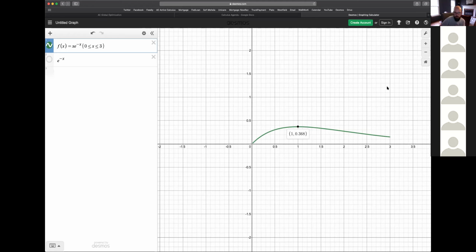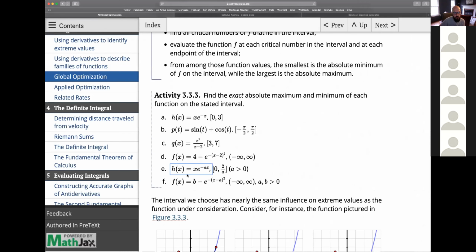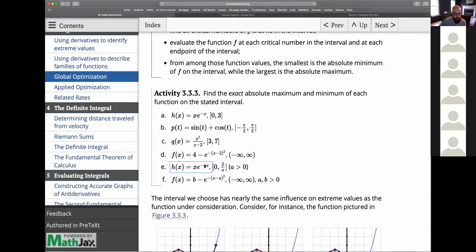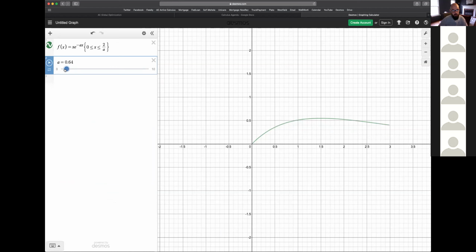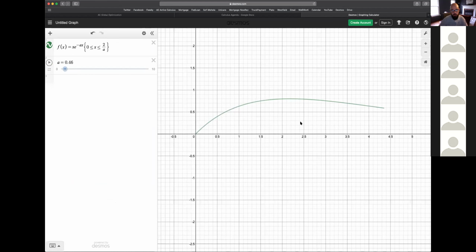So with a few minutes left, since we talked about x e to the minus x, let's take a look at this other one too, where we have a parameter here, a negative ax. It's very similar, but we're going to look at the behavior on the interval 0 to 2 over a. So we have x e to the minus ax, and we want to look at this interval 0 to 2 over a, and I can have a on a slider. What it's telling us is we want a to be bigger than 0.